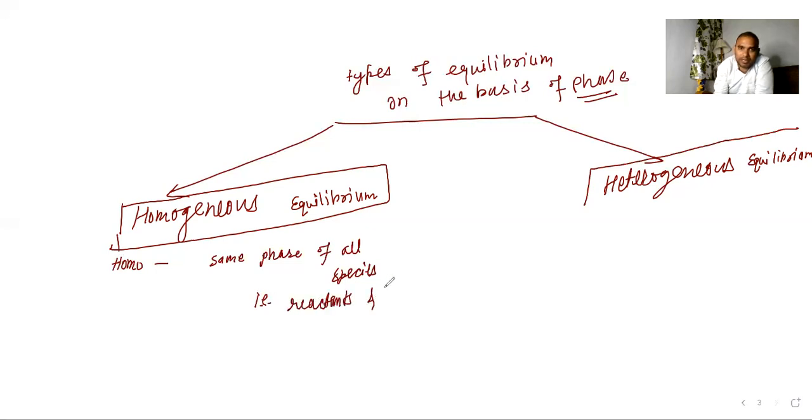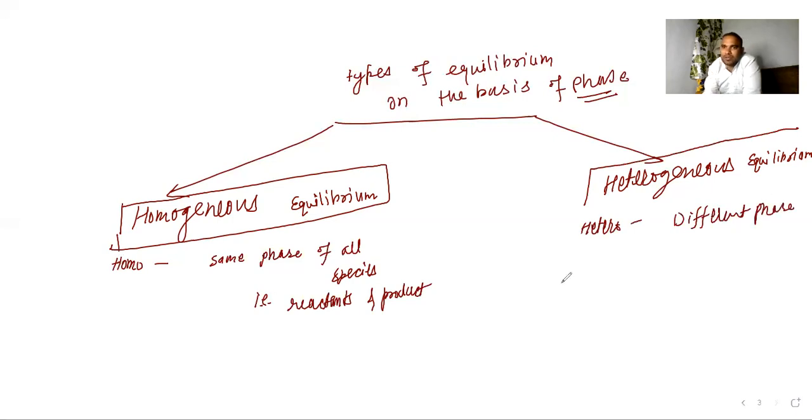Reactant and product. And when you talk about the other type, I am talking about heterogeneous. Hetero, as I already told you, means a different phase, because this classification is on the basis of phase. If the reactants and products are in different phases, it is not going to be homogeneous. So let's try to understand this one by one.